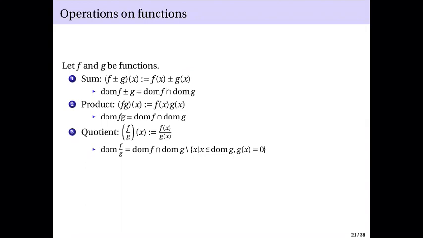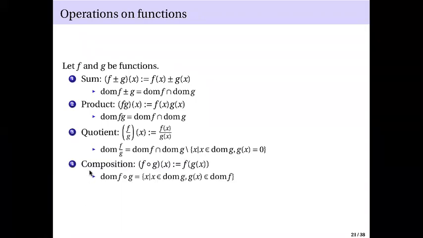And lastly, we will define the following operation. This operation is called composition. You see here f circle g. This is read as f of g. So f of g of x, this is how we get it: you evaluate the function f at the function g of x. So, f of g of x.